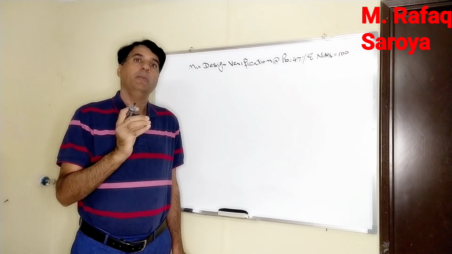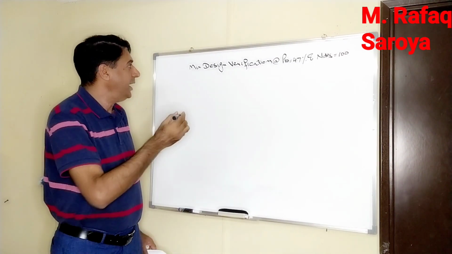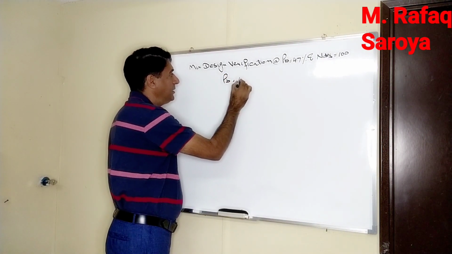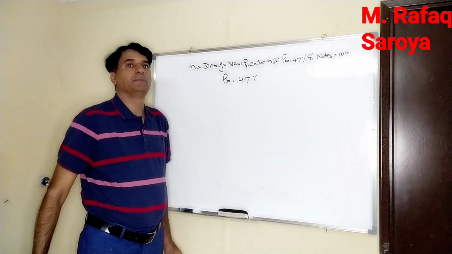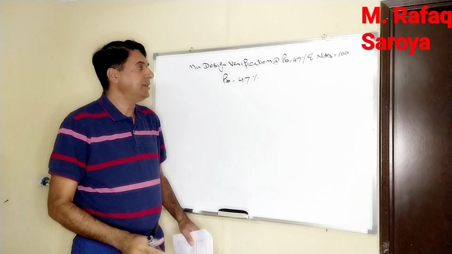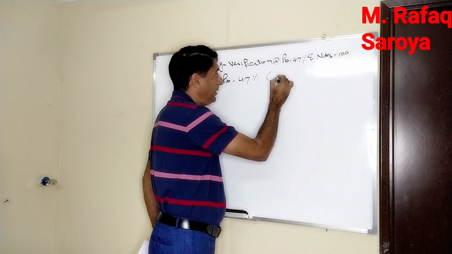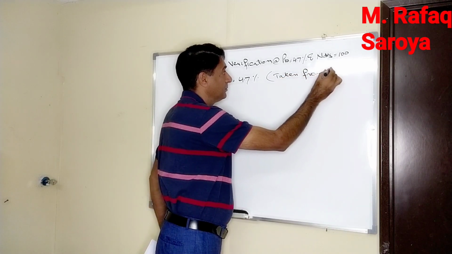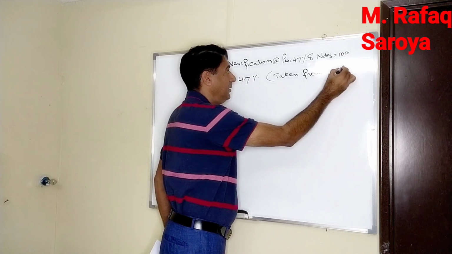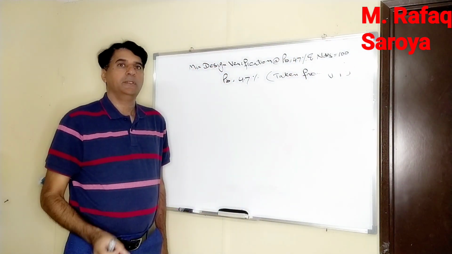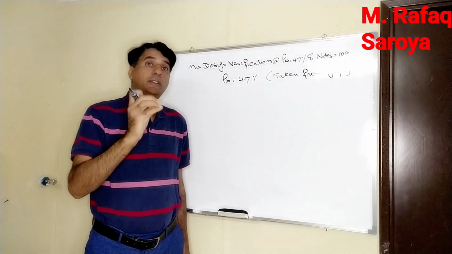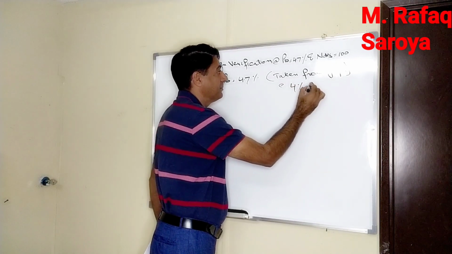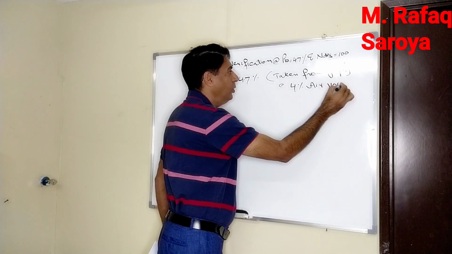Now, in my previous videos, I had proved that it is our binder content, and this binder content has been taken from the graph. It was the theoretical value coming from the graph at the rate of 4% air voids. But now what will we do?